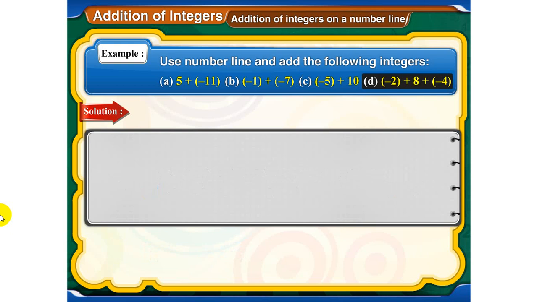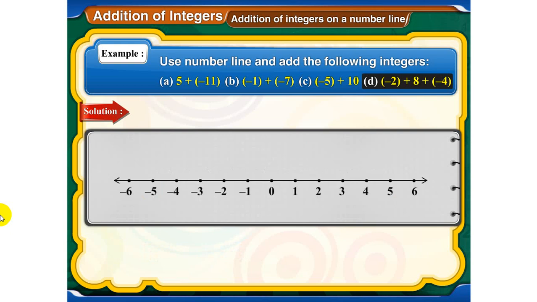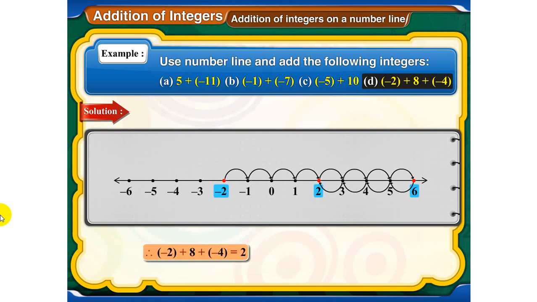D. Minus 2 plus 8 plus minus 4. We want to know the integer which is minus 2 plus 8 plus minus 4. So, we start from minus 2 and proceed 8 steps to the right of minus 2 to reach plus 6. Now, we start from plus 6 and proceed 4 steps to the left of plus 6 to reach plus 2. Therefore, minus 2 plus 8 plus minus 4 is equal to 2.